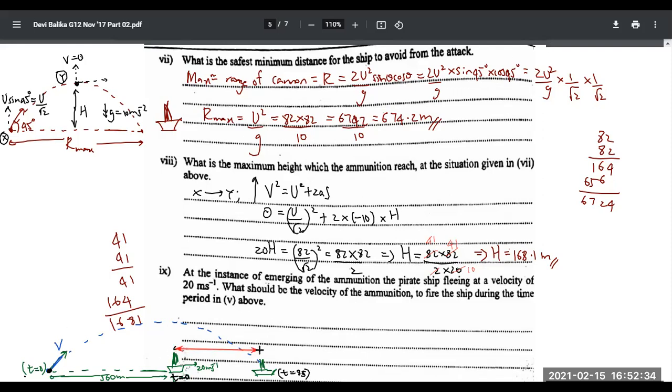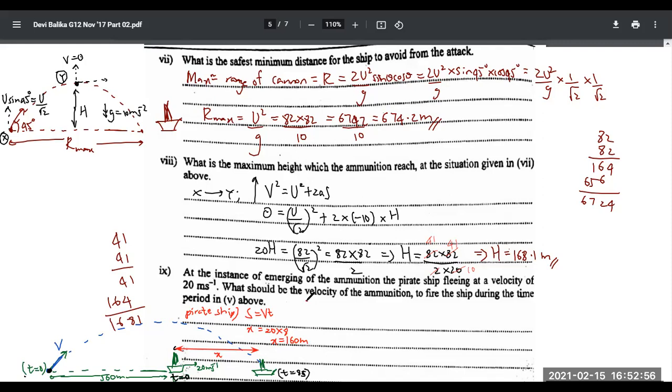This is the distance traveled by the ship in those 8 seconds. I'll take that distance as x, and it's very easy to find x. You can say s equals vt for the pirate ship. You can use this equation. S is x, speed of the pirate ship is 20, time is 8. Therefore, x is equal to 160 meters.